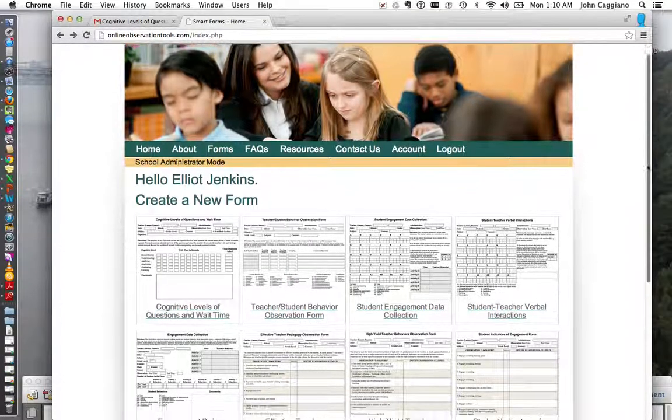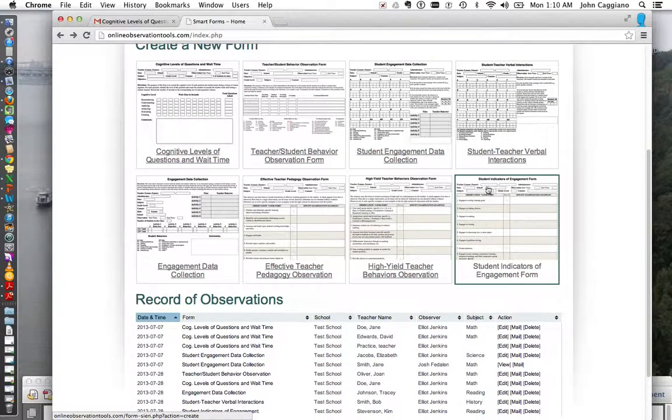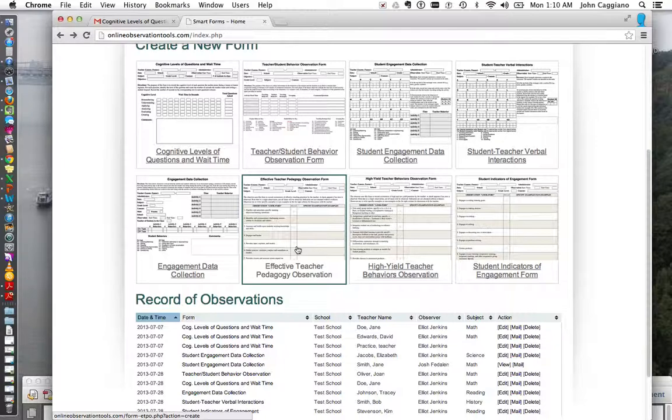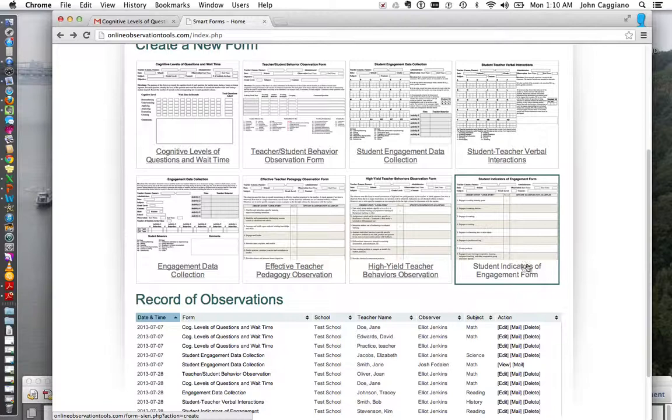The purpose of this demonstration video is to provide an overview of the three forms that are located on the bottom right of the website: the Effective Teacher Pedagogy Observation Form, the High Yield Teacher Behaviors Observation Form, and the Student Indicators of Engagement Form.